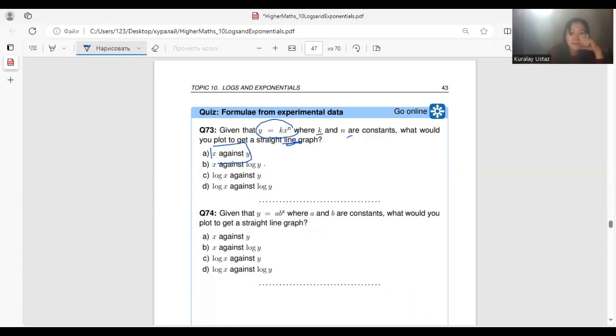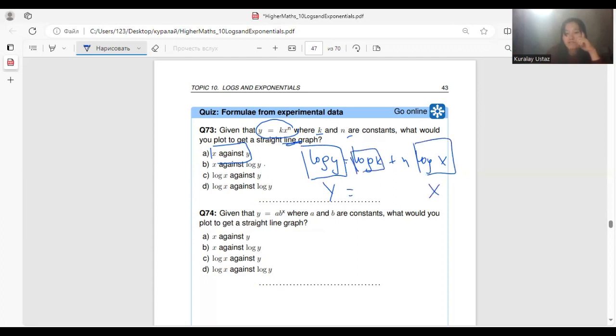Let's take a logarithm here. So log y for both sides. This will be logarithm k plus n logarithm x. So if we say that this one is capital Y, this one is capital X. Since k is a constant, logarithm k is also constant, so let's say it's capital K.